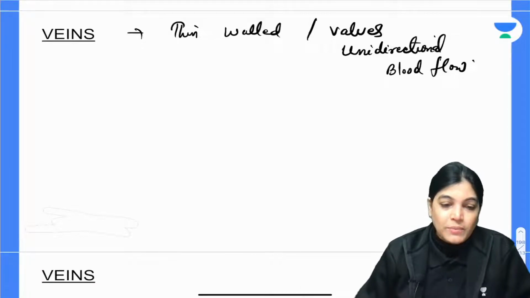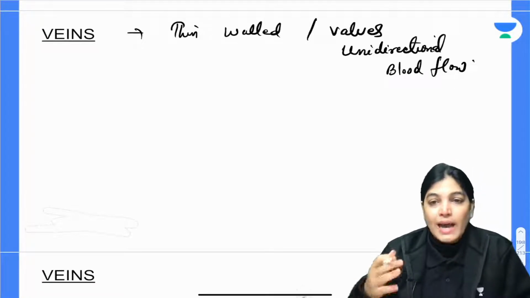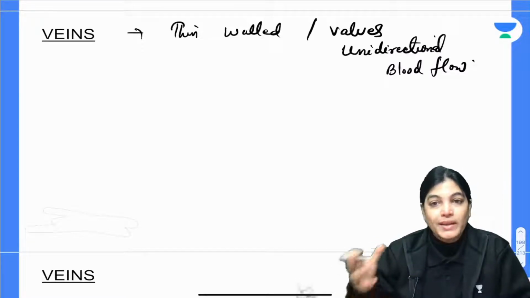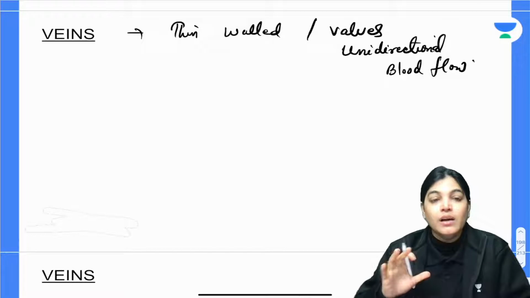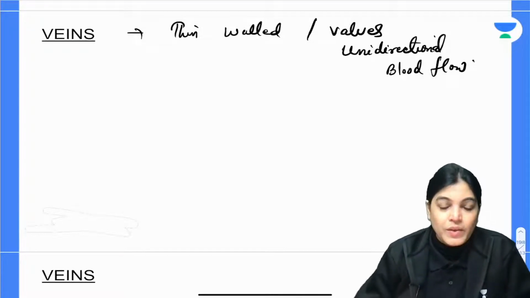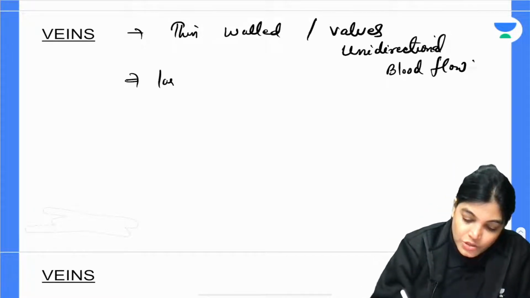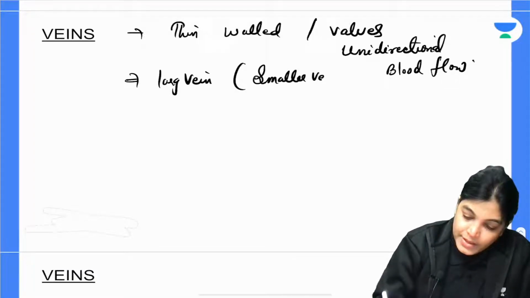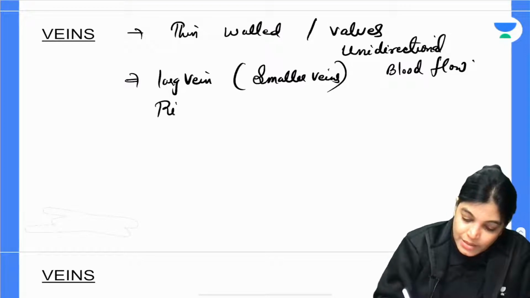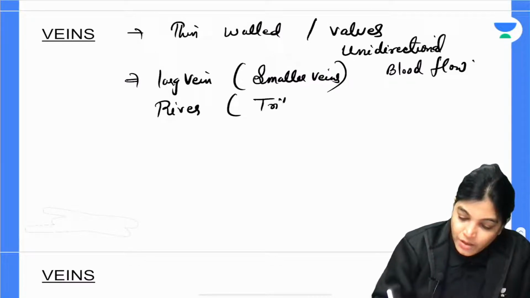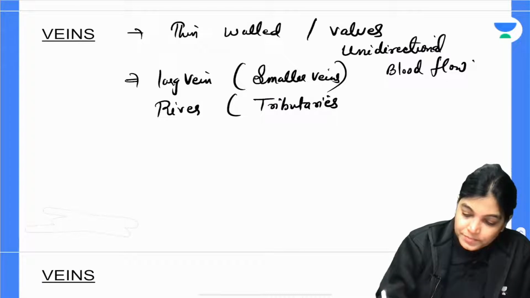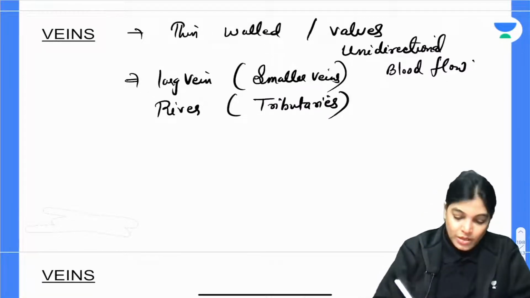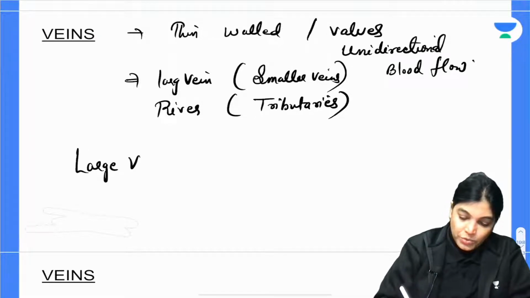Now what happens in a large vein? We know that a large vein is formed by the joining of smaller veins, like a river is formed by the joining of tributaries. The same concept you can apply to veins. When we are talking about large veins, they are formed by the joining of smaller veins. You can say a river is a large vein which is formed by the joining of various tributaries. It has valves, and other than that, let's talk about the general features of a large vein.